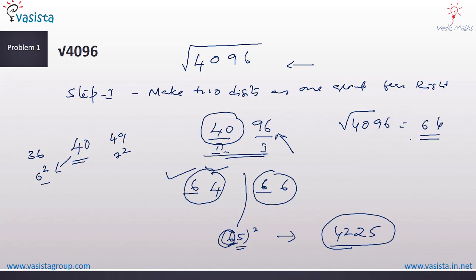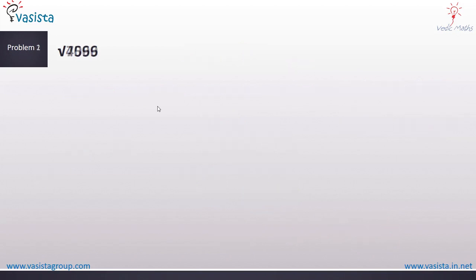Hope you understood. Let us go with one more example. The square root of 7569. I made two groups, the first group and the second group, from the right. Now observe 9. Which square ends with 9? That is 3, which gives 9, or 7, which gives 49. So the square root of 7569 ends in either 3 or 7.